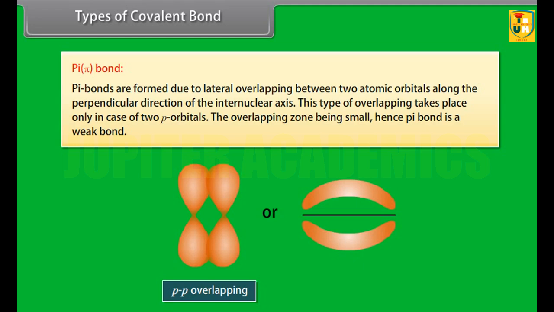This type of overlapping takes place only in case of two p orbitals, the overlapping zone being small, hence pi bond is a weak bond. Difference between sigma bond and pi bond.